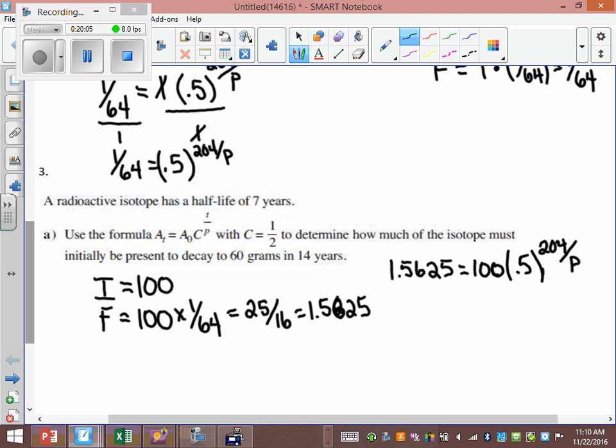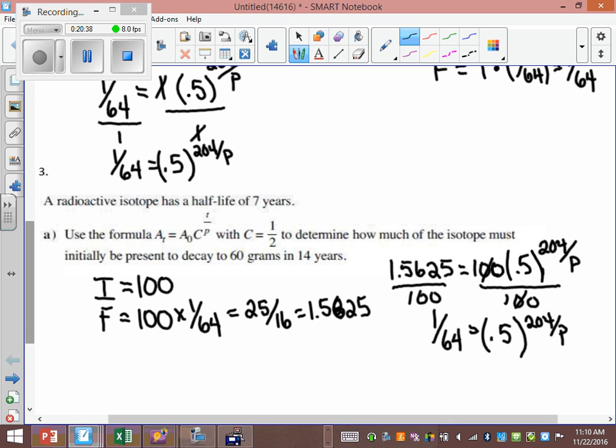Okay? What did I tell you the first thing to do is? Divide by your initial. This just happens, your initial this time isn't 1, right? It's 100. So I'm going to divide that over. So I'm going to go 1.5625, and I'm going to divide it by 100. And I'm going to go math, enter, enter. And what do I get? 1 over 64 equals 0.5 to the 204 divided by P. What was my equation? 1 over 64, 0.5 to 204 over P.